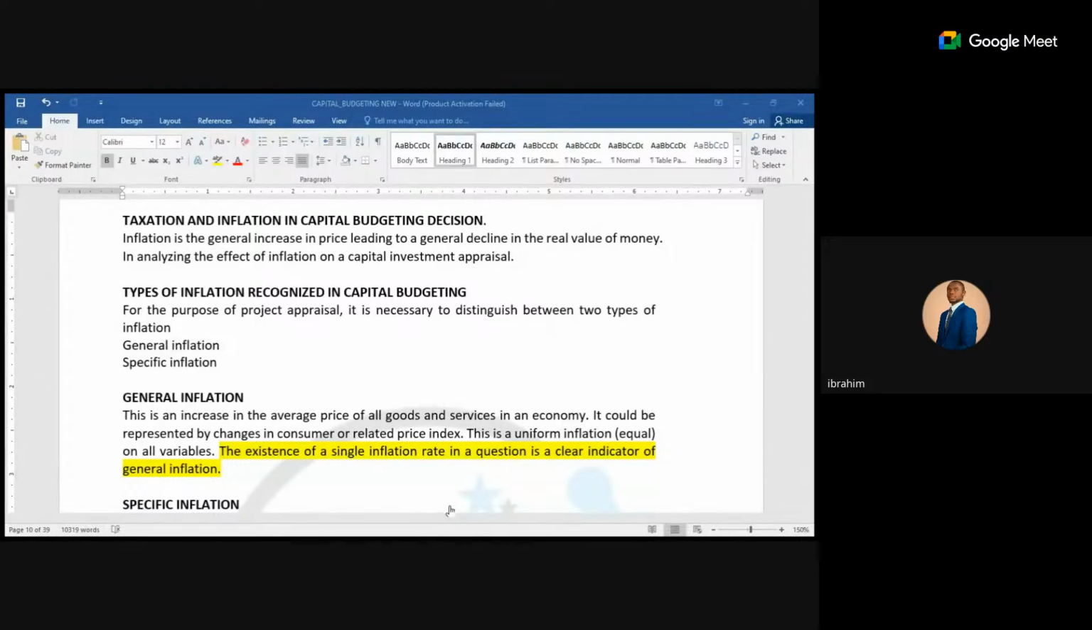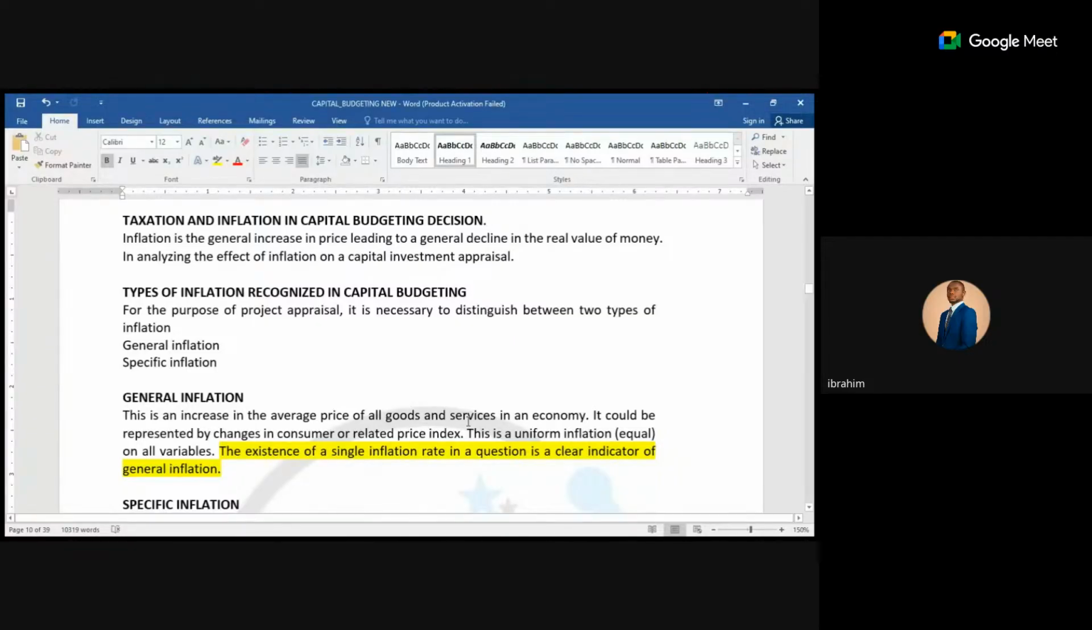Now, in discounting projects, we'll get to what you will use to discount your project, the worst case scenario and the best case scenario that you could see when discounting a project. But before that, let's quickly do a recap on inflation.